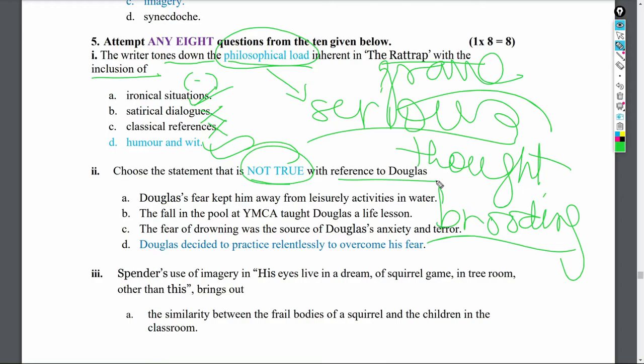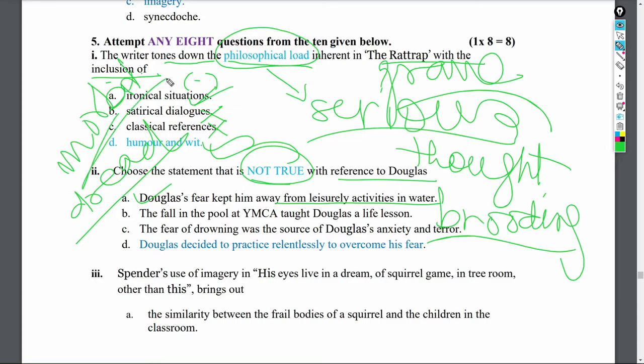Four options are there, and from there one option is not true as far as Douglas is concerned. Douglas' fear kept him away from the leisurely activities in water. This is correct. Douglas' fear means there is constant dread of water. It became such a morbid fear, a fixed fear, so that is why the instructor wanted to teach him.